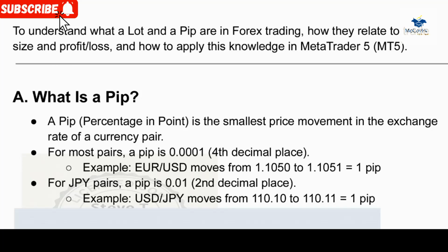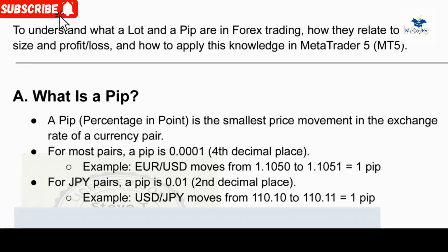A pip, percentage in point, is the smallest price movement in the exchange rate of a currency pair. A pip is also called percentage in point, so pip is the short form of percentage in point. It is the smallest price movement in the exchange rate of a currency pair. For most pairs, a pip is 0.0001, the fourth decimal place.